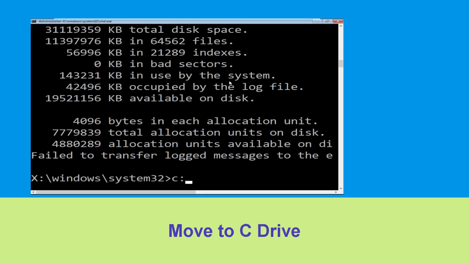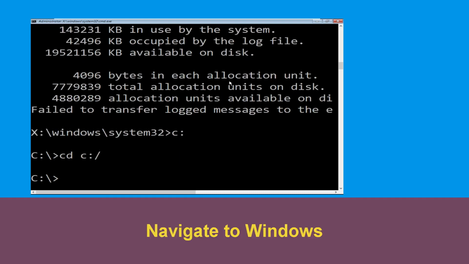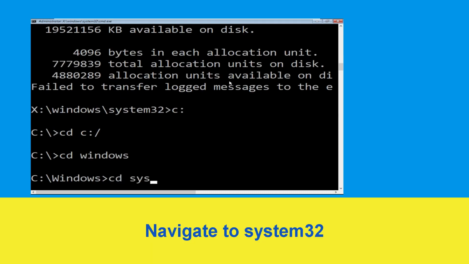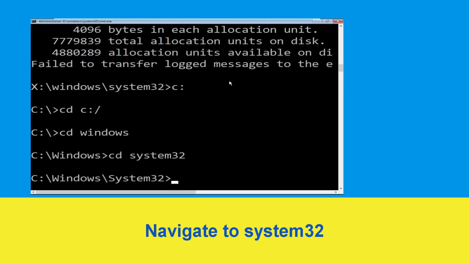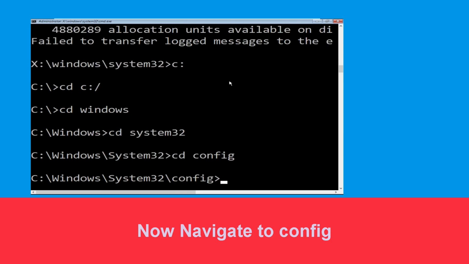Type C:, then hit enter. Then type cd space C:/ and hit enter. Now type cd space Windows and hit enter to execute the command. Then type cd space system32 and hit enter to execute the command. Now type cd space config and simply press enter to execute this command.